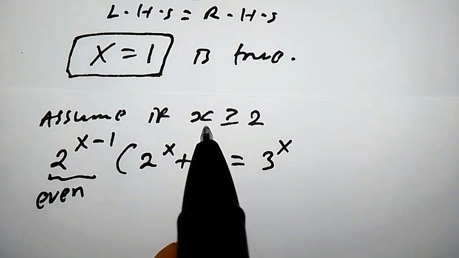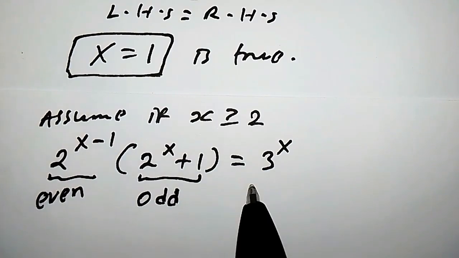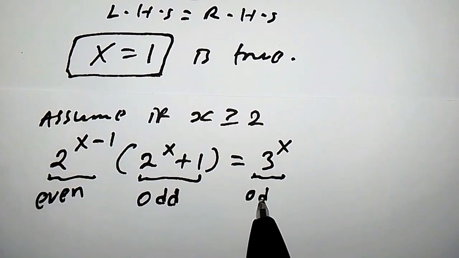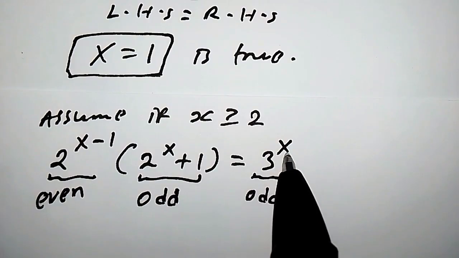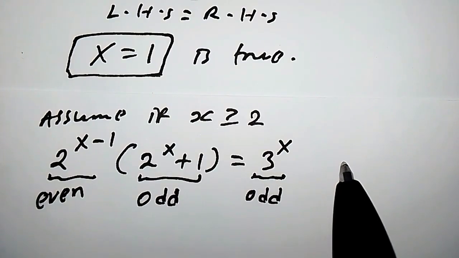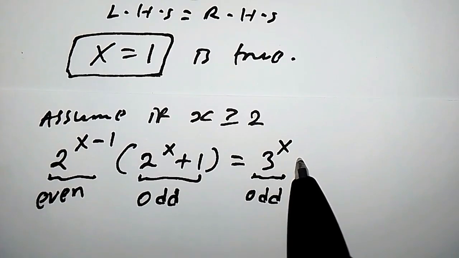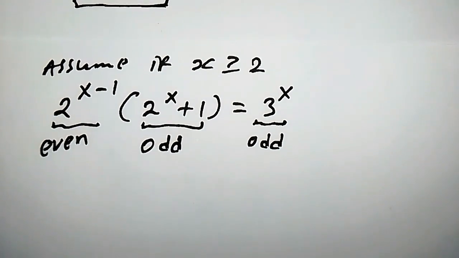Also, if x is greater than or equal to 2, this side is always an odd number, this guy, 3 raised to x, is always an odd number. For example, when x equals 2, we have 3 squared, and 3 squared is 9. 9 is an odd number. When x equals 3, that is 3 to the power of 3, which is 27, and 27 is an odd number. So let's continue.